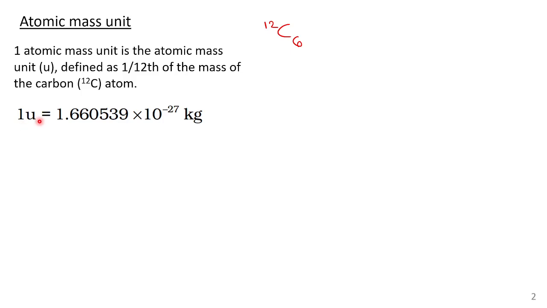So 1 atomic mass unit, please memorize the value 1.660539. I mean, at least 2 digits after the decimal point you have to memorize. 1.66 at least. 1.66 into 10 raised to minus 27 kilogram is the atomic mass unit.